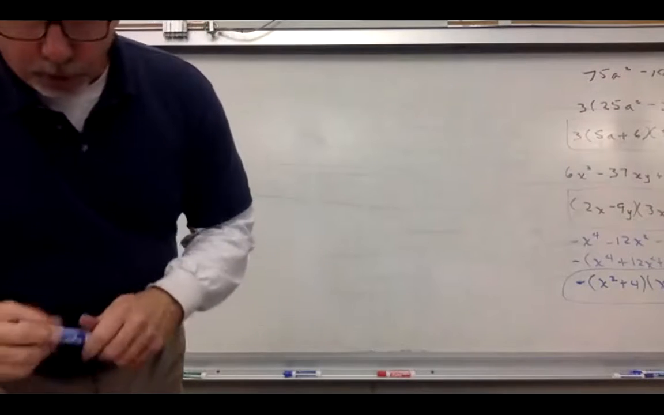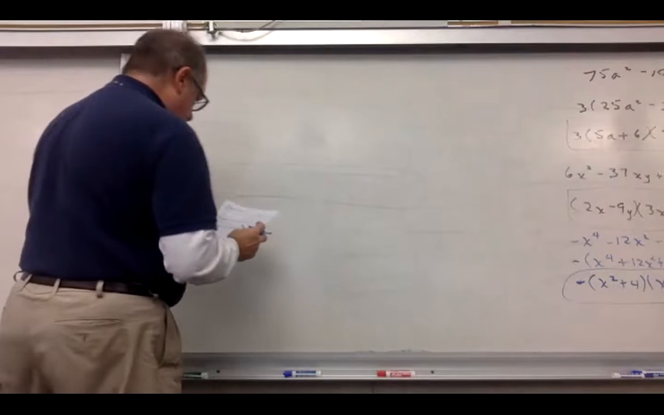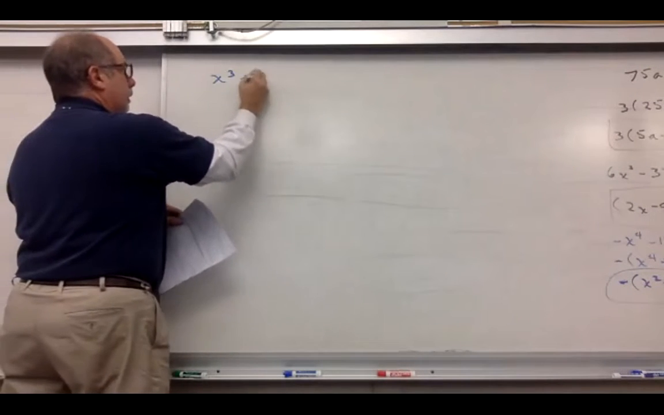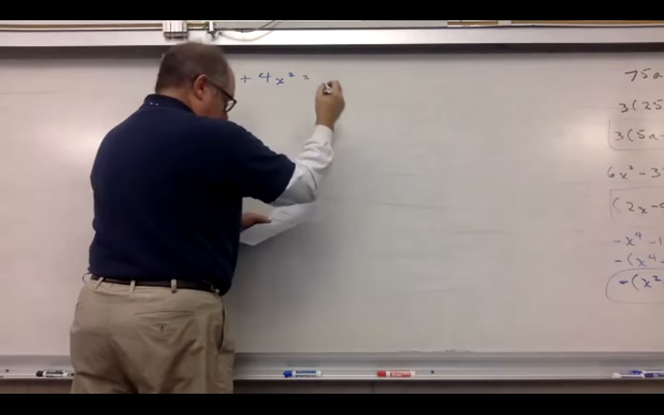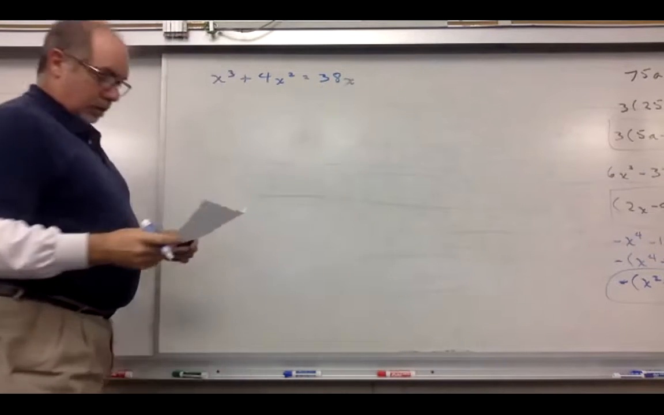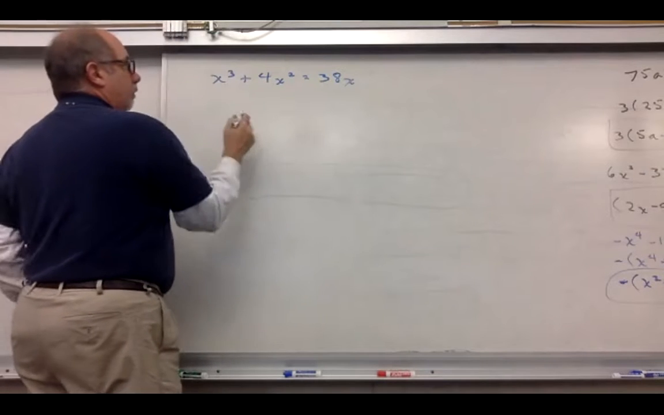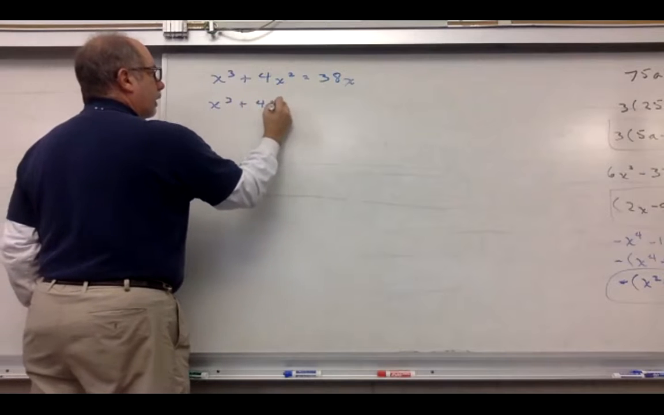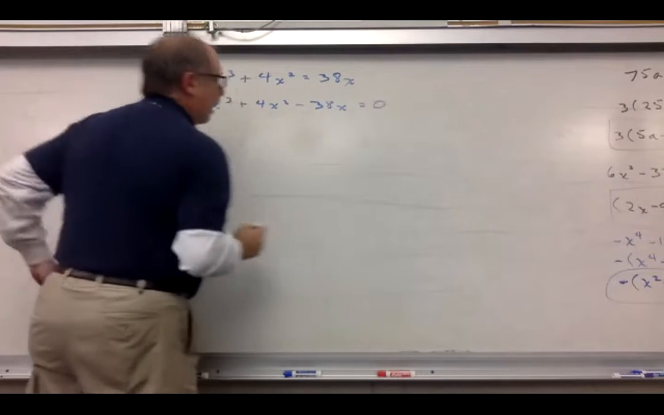What's next? Solve each of these equations. Give exact answers and find all solutions. All right, so the first one is x to the 3rd plus 4x squared equals 38x. Bring the 38x to the other side, and we get x to the 3rd plus 4x squared minus 38x equals 0.